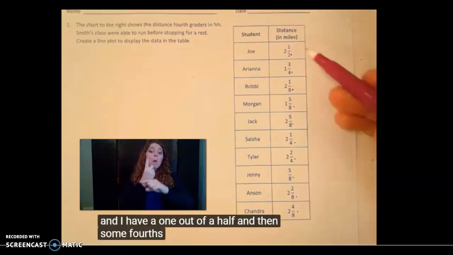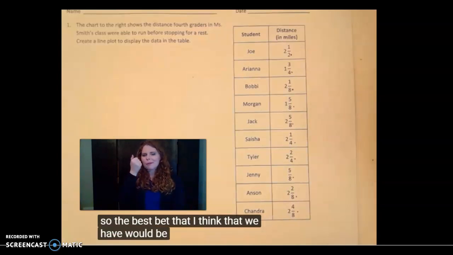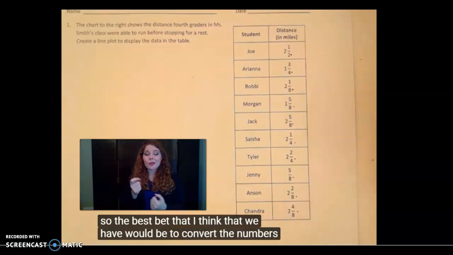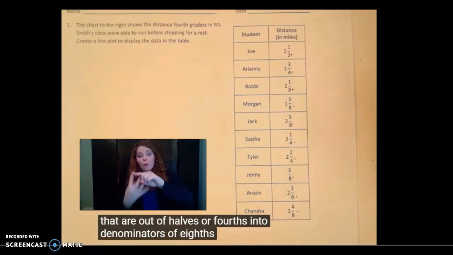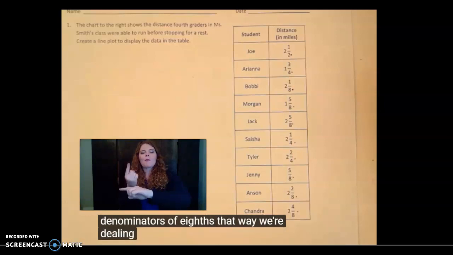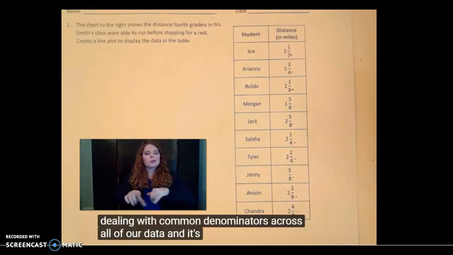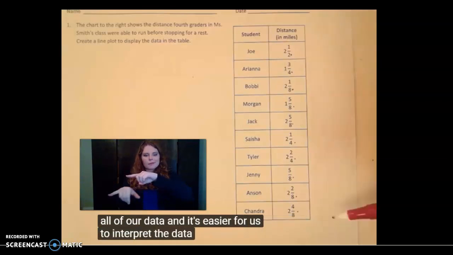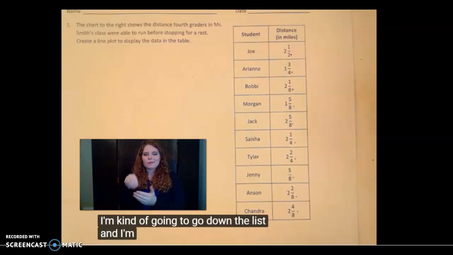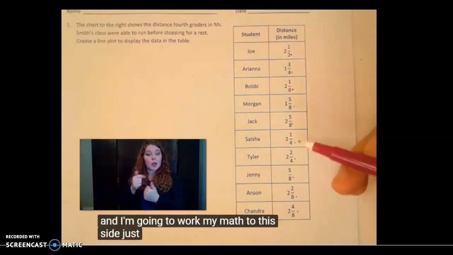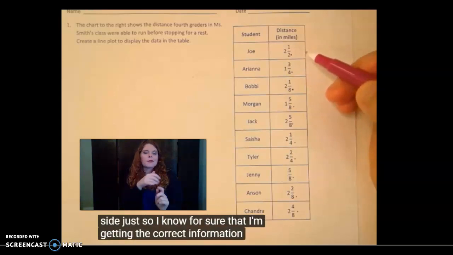It seems to me like I have a lot of eighths, and I have a 1 out of a half and then some fourths. So the best bet that I think we have would be to convert the numbers that are out of halves or fourths into denominators of eighths. That way we're dealing with common denominators across all of our data, and it's easier for us to interpret the data and track it. So I'm going to go down the list, and I'm going to work my math to this side just so I know for sure that I'm getting the correct information.